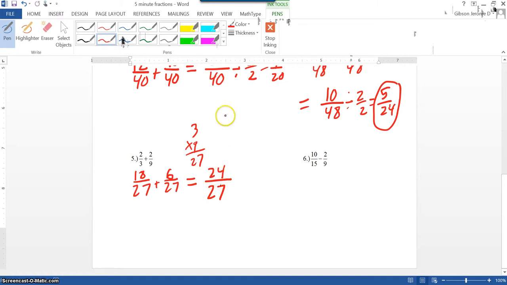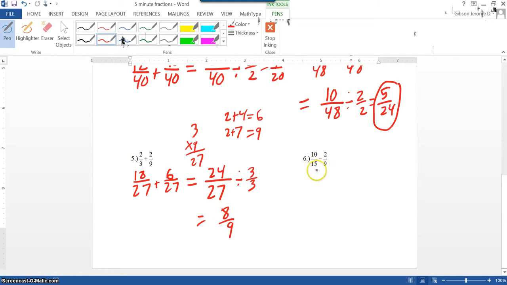Let's take 24 and separate the digits. 2 plus 4 would give us 6. We know 3 would go into 6. But we have to check and make sure that 3 could go into the bottom as well. So we would separate those digits and add them together. 2 plus 7 is 9. We know that 3 goes into 9. So that means we could divide both of these by 3. 24 divided by 3 is 8. And 27 divided by 3 is 9. Now 8 and 9 have nothing in common, so we're done.